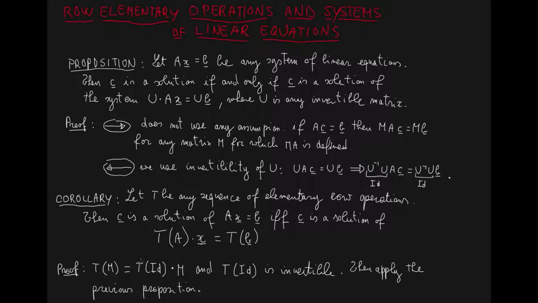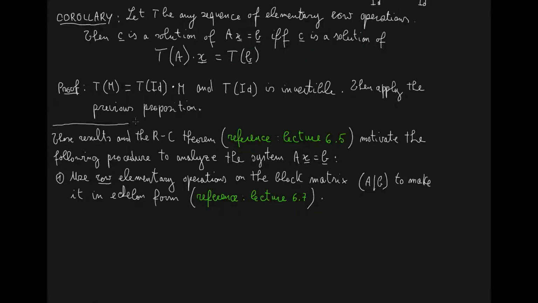So if we call T the identity matrix, we can apply in a straightforward way the proposition that we stated before. Now let's apply the RC theorem that we stated in lecture 6.5 and see, using row elementary operations, if we can say something about the solutions of this system of linear equations AX equals B. Let's proceed as follows.